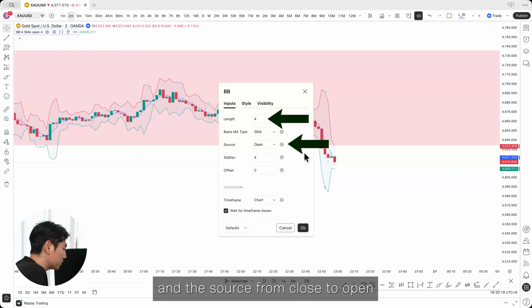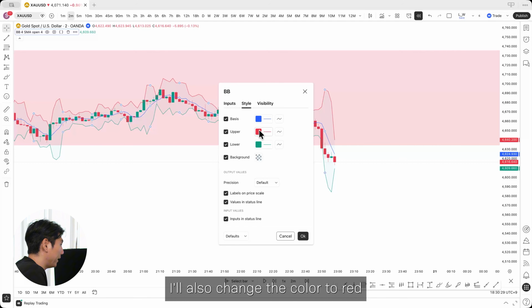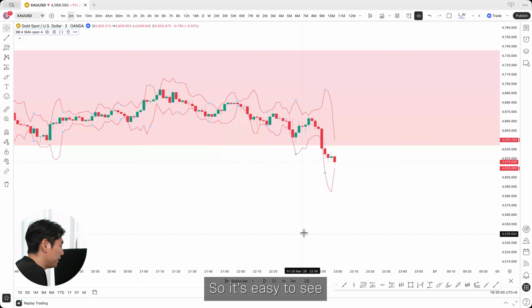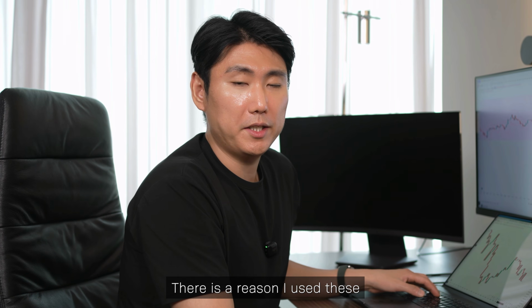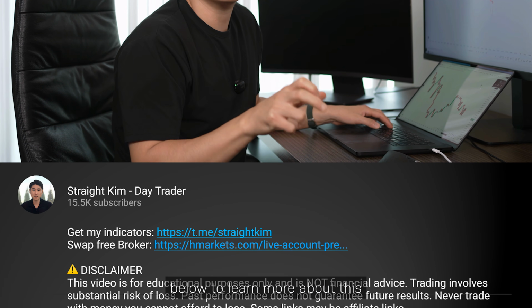And the source from close to open. I also changed the color to red, so it's easy to see. This is the band we are going to use to find out our entry point. There's a reason I use these 4 false values. Please check the description below to learn more about this.